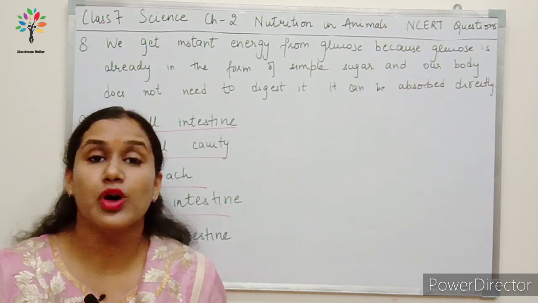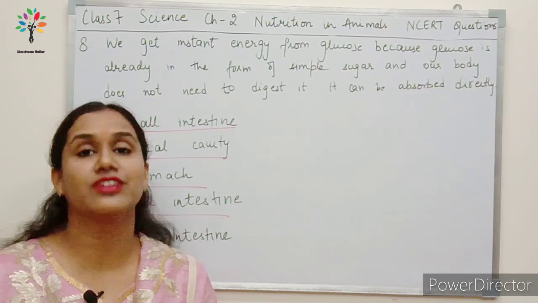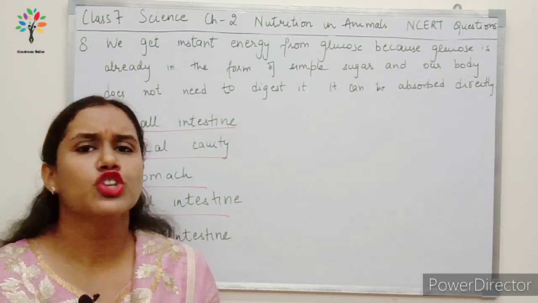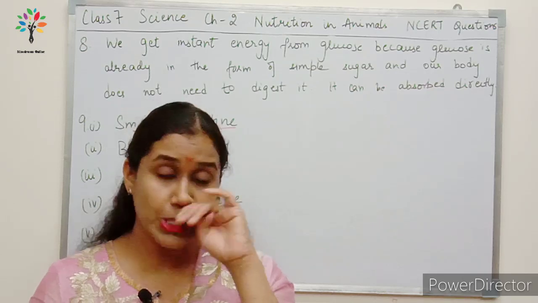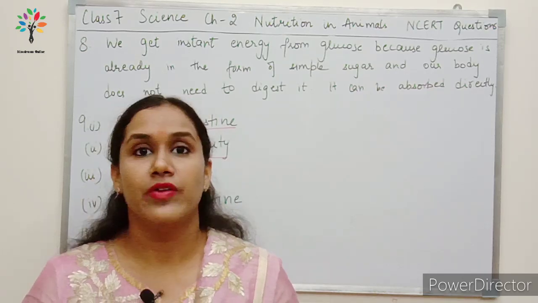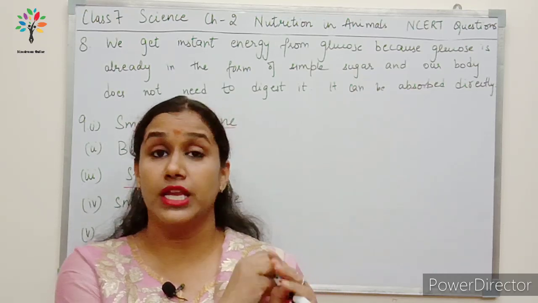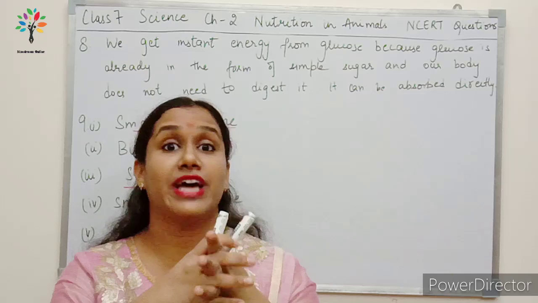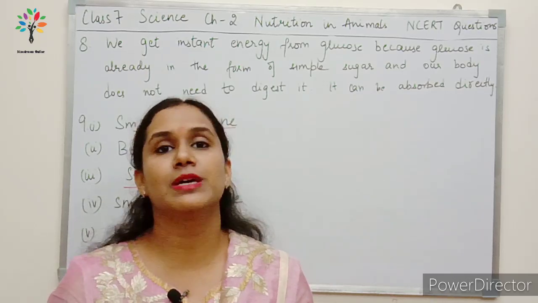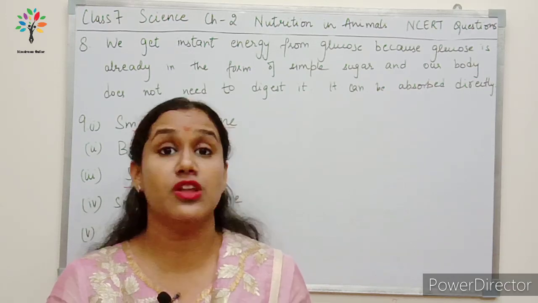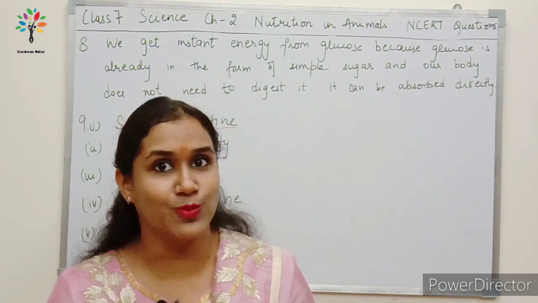The next question is that you have to write one similarity and one difference between nutrition in amoeba and nutrition in humans, right? There are a lot of differences between the nutrition in amoeba and nutrition in humans. First, let's talk about the similarity. The similarity is that in amoeba and in humans, the nutrition takes place in 5 steps, right? The 5 steps of ingestion, digestion, absorption, assimilation and egestion are followed by both amoeba and humans.